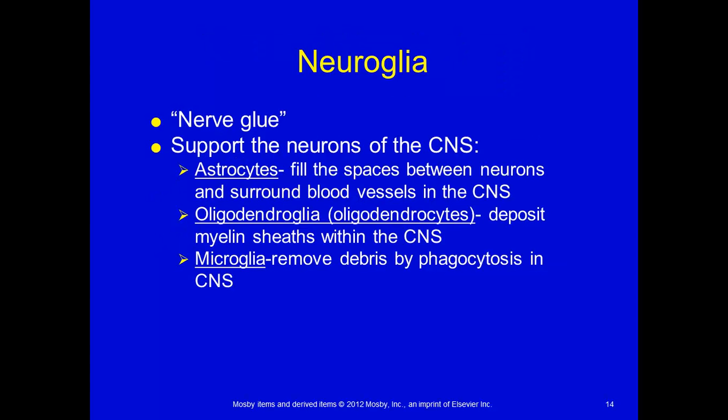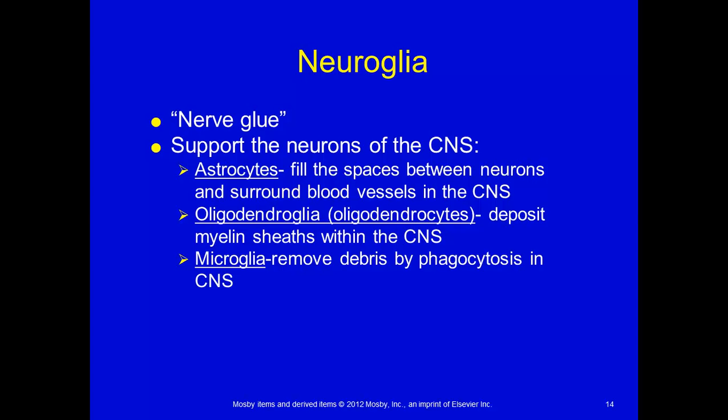Okay, now I did mention there's some other supporting cast of characters that we can't leave behind when we're talking about the neurologic system. One of them is called neuroglia. In layman's terms, neuroglia are the nerve glue of the nervous system. They support the neurons of the central nervous system, and there can be several different types of neuroglia with several different types of functions. So we have astrocytes that fill the space between the neurons and surround the blood vessels within the central nervous system.